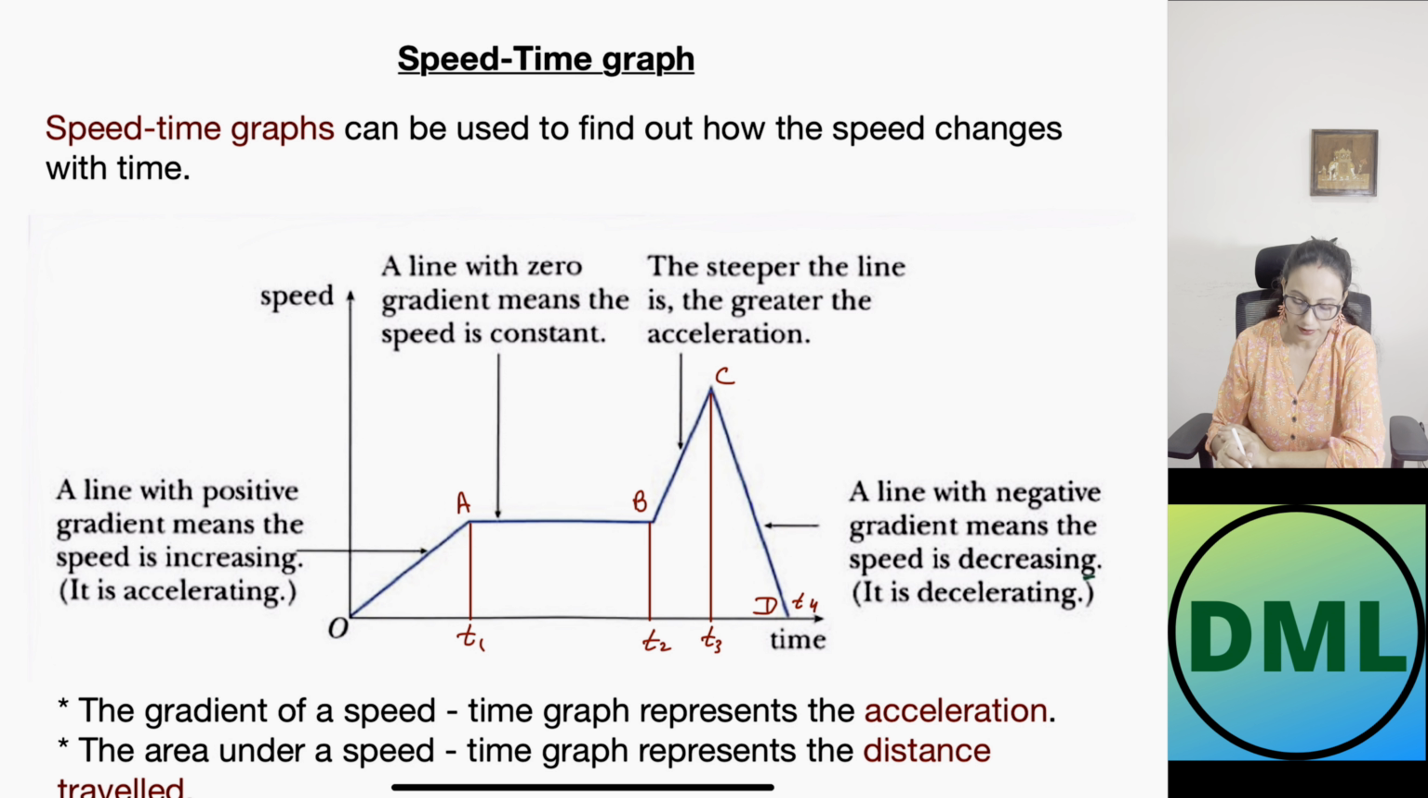From C to D, I am decelerating. My velocity is coming back to zero. A line with a negative gradient means the speed is decreasing. In this case, my gradient is negative because gradient is change in y over change in x. This is my change in y, which is positive, but this is my change in x, which is negative because I am going in the negative direction. This shows you that from C to D, my gradient is negative. When your gradient is negative, that means you are decelerating. This shows you that your speed is decreasing.